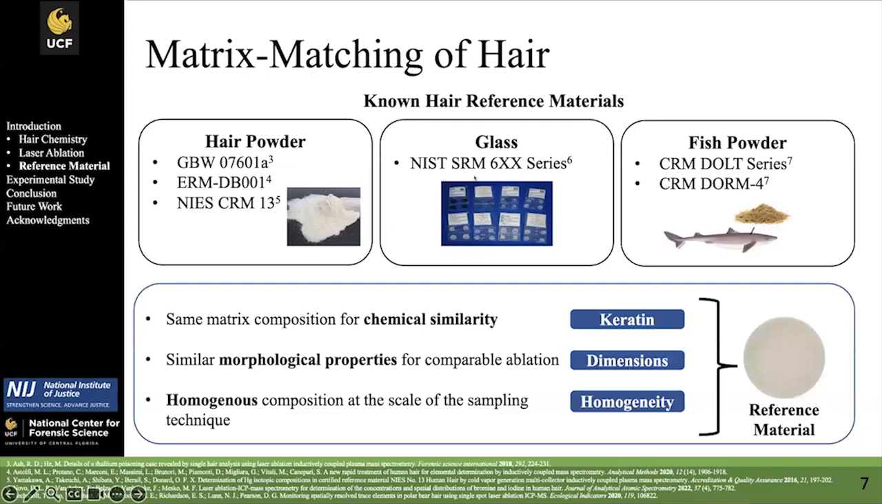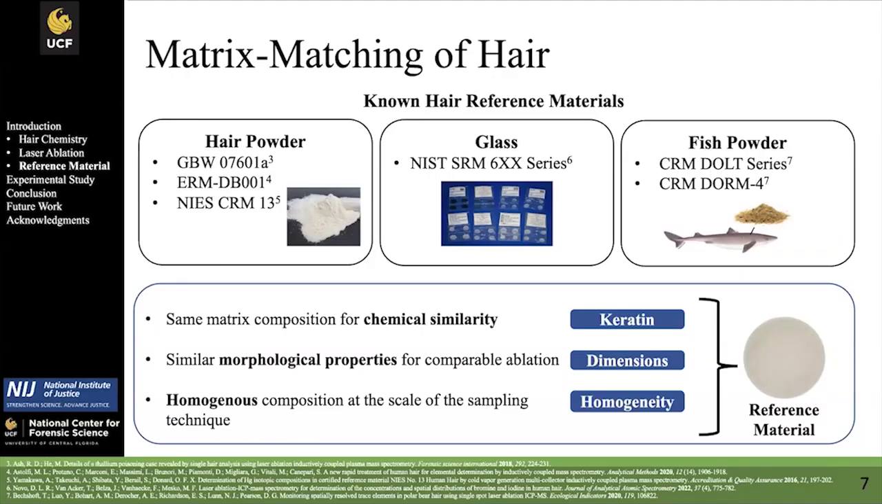So for hair, matrix matching is going to consist of many things, but I wanted to go over some of the known hair reference materials that are utilized in literature at the moment. As we can see here, there is hair powder that is pressed into a pellet, glass using the NIST series, and then dogfish liver as well. As you can see, these reference materials might chemically represent hair, but they do not physically represent hair.